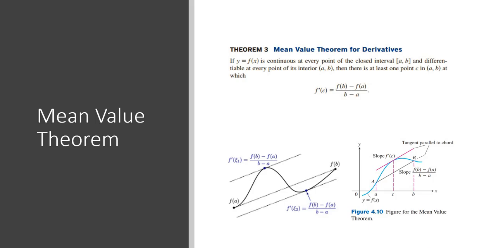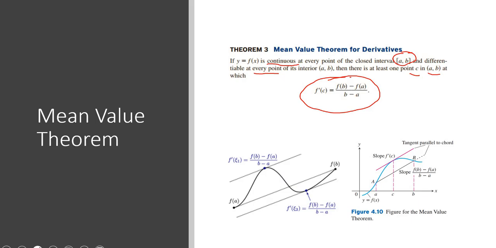The mean value theorem for derivatives states that if y equals f of x is continuous, there's that word again, continuous, at every point of a closed interval a to b, and differentiable at every point of its interior (a, b), then there is at least one point c in (a, b) at which the derivative at that point is equal to f of b minus f of a over b minus a. Now that was pretty wordy, but it's not all that difficult to understand.